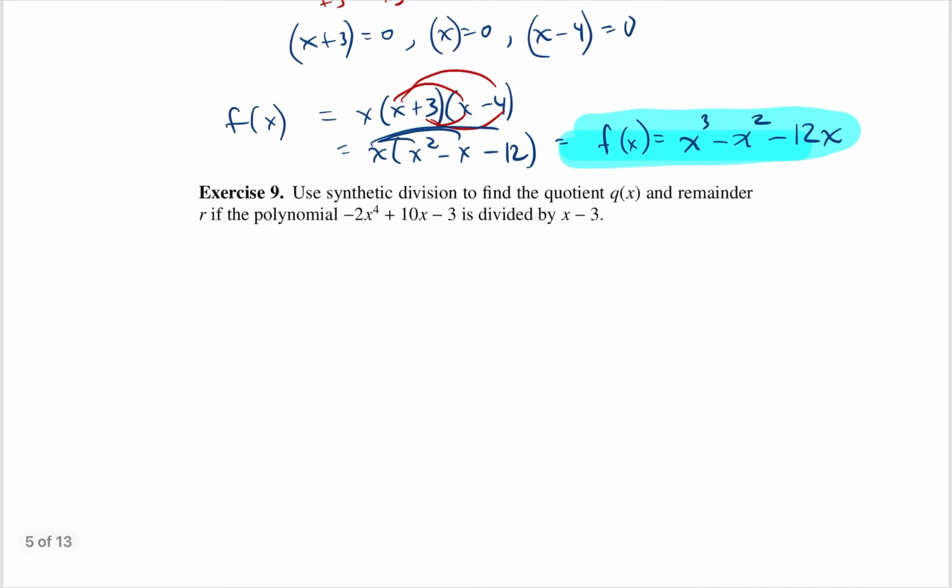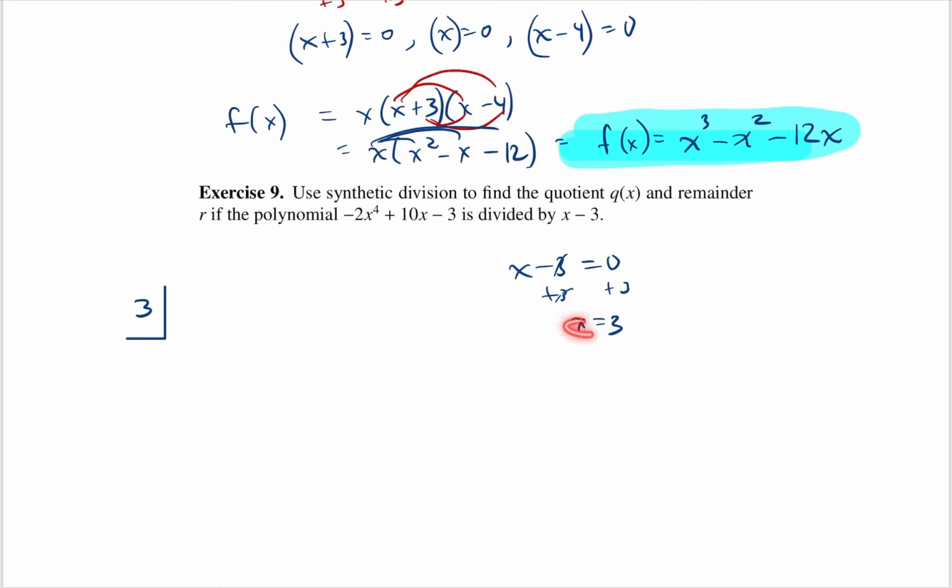The next example is asking us to use synthetic division to find the quotient and the remainder of the polynomial when it's divided by x minus 3. So this is the way synthetic division works. You take the divisor, which is x minus 3, and you set it equal to 0 to figure out what c is. Well, c is going to be positive 3. And you put that in the upper left corner in a box, whatever your c is.